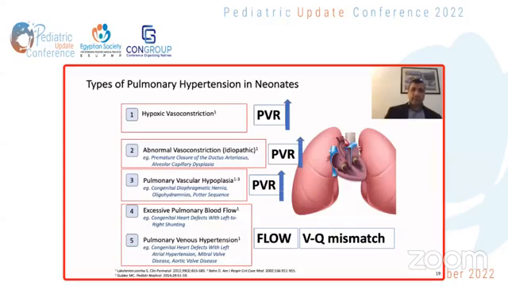So we have three categories or three types of diseases with increased pulmonary vascular resistance, and two types with increased pulmonary circulation or blood flow or VQ mismatch.